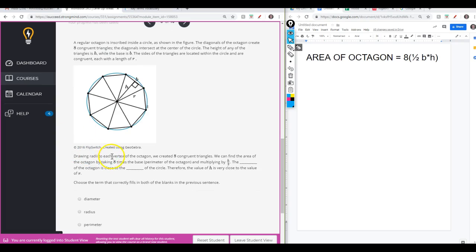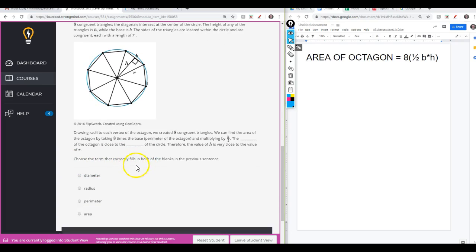Drawing the radii to each vertex of the octagon, we created 8 congruent triangles. We can find the area of the octagon by taking 8 times the base, the perimeter of the octagon, and multiplying it by h divided by 2. The blank of the octagon is close to the blank of the circle. Therefore, the value of h is very close to the value of r.